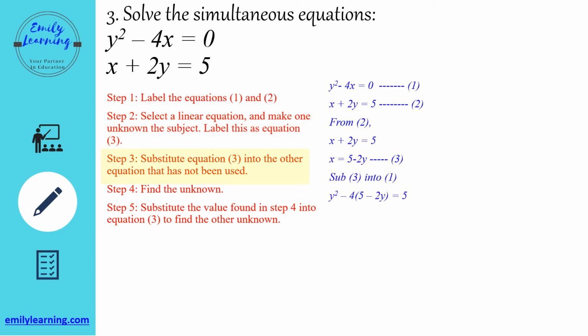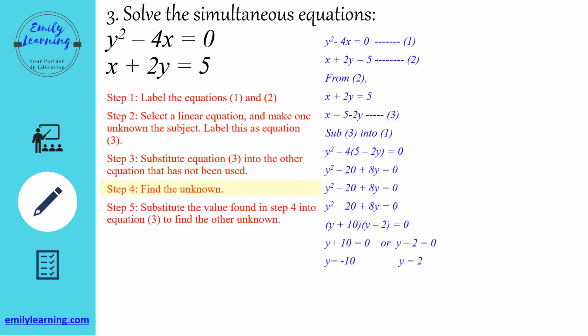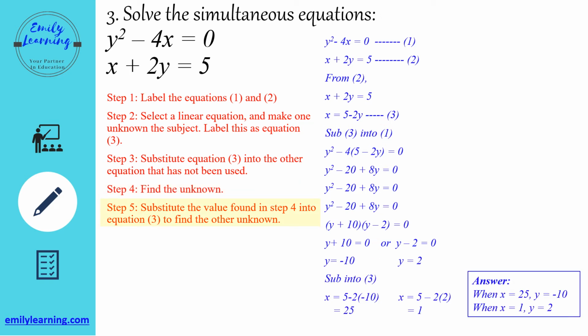All right. Once you have done this, expand the algebraic expression and solve for y. Since you have y squared, so y to the power of 2, you will have two solutions for y. So in this case, you get y equals minus 10 and y equals 2. So if there are two values for y, there would be two values for x as well. So we will sub both the y values into equation 3 to find the corresponding x values.